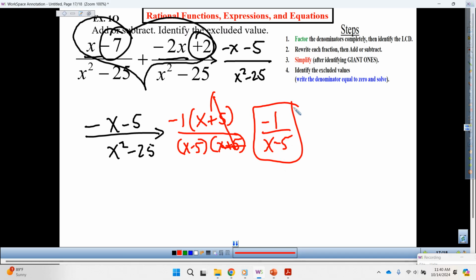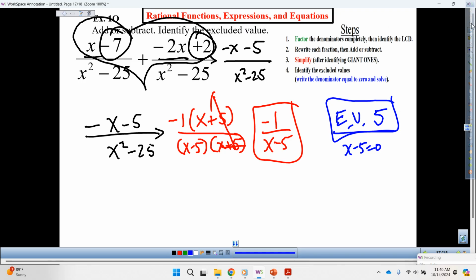Hands, have you got that by yourself? All right. How about excluded value? Share with your neighbor what you got for the excluded value. What was your excluded value? Ask someone. You didn't get there? Help them out, Joseph. X minus 5 equal to 0. So the excluded value is positive 5. Hands, have you got that? That is correct.